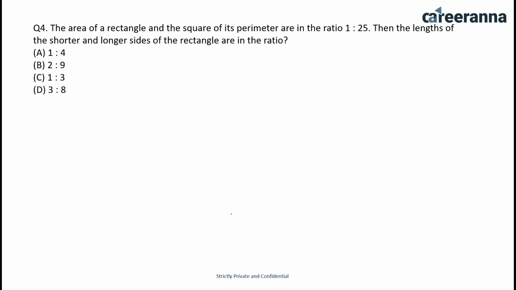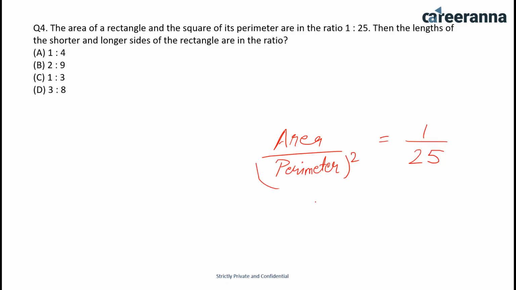The area of a rectangle and the square of its perimeter are in the ratio 1:25. Then the lengths of the shorter and the longer side of the rectangle are in the ratio. The question is saying area of a rectangle upon square of its perimeter, the value given to me is 1:25 or 1/25. Now area of a rectangle is nothing but length into breadth. What is the perimeter? Perimeter is 2 into (L plus B), and this is whole square.